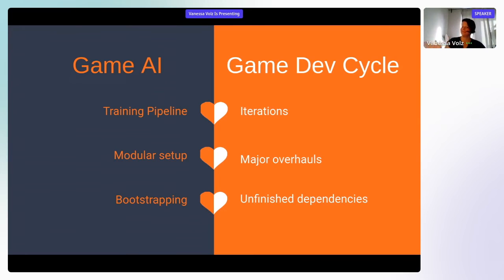So I think there's no good solution, at least I don't have one. But what we've been trying to do is embrace the game dev cycle. So be aware that iterations are going to happen, have a training pipeline set up that supports retraining very easily, ideally automatically triggered, and have it modular enough so that if a major change comes in, you can just plug out the one bot that makes assumptions and plug another one in.